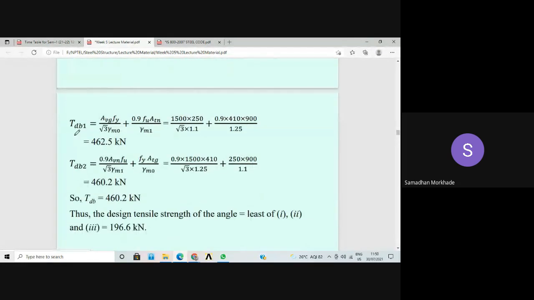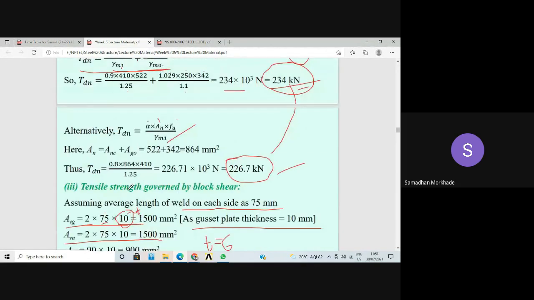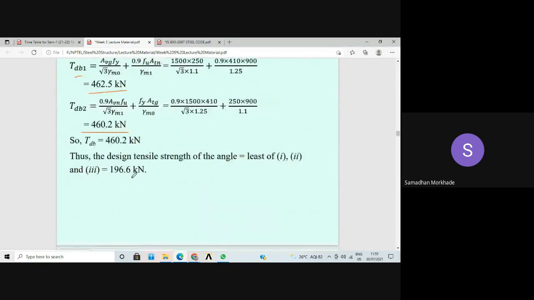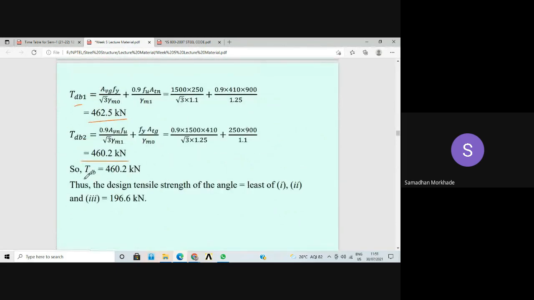So now TDB1 is 462, TDB2 is 460. Let us first see the minimum of these. So the minimum TD is 460. So this was the third value that comes into the picture. This was the third failure criteria. The third value of the tension force has come into the picture.